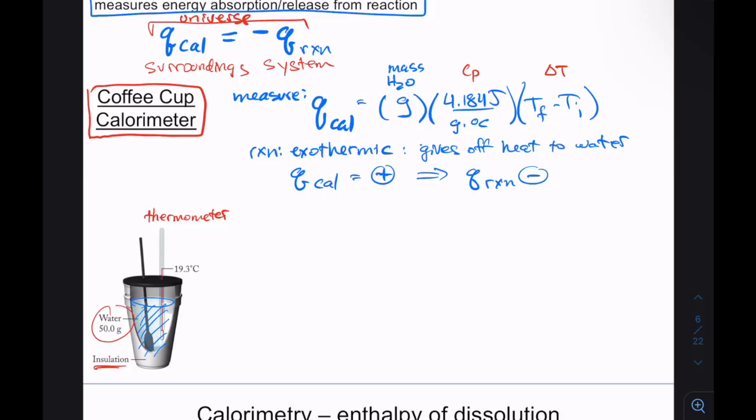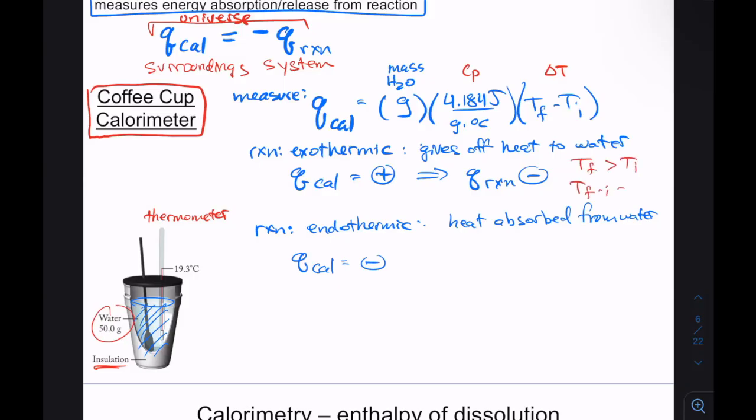But you're going to have to be playing around with the signs. If the reaction is endothermic, that means heat is absorbed from the water. So the Q of the calorimeter that you calculate, that's going to be negative, right? It's absorbed from the water. Let me be specific about this. When the heat is given to the water, that means T final is greater than T initial. So TF minus TI is greater than 0. If heat's absorbed from the water, that means T final is less than T initial. So T final minus T initial is going to be less than 0. Right? It's a negative number, which means that Q of the reaction must be positive.